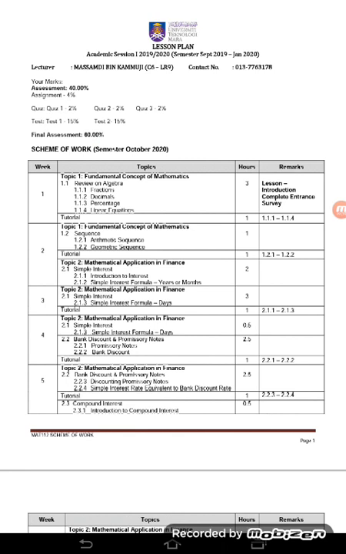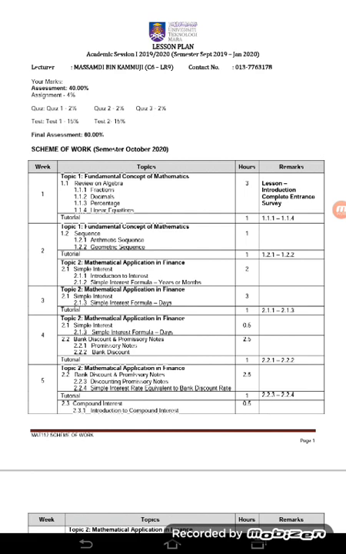For the assessment, we have quiz 1, quiz 2 and quiz 3. Each quiz is 2%, and then test 1 and test 2. Test 1 is 15% and test 2 is 15%, and the assignment is 4%.